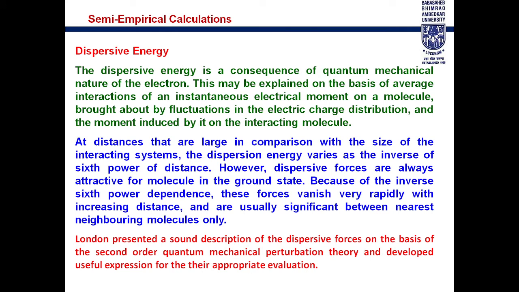Dispersive energy. The dispersive energy is a consequence of the quantum mechanical nature of electrons. This may be explained on the basis of the average interaction of an instantaneous electrical moment on a molecule, brought about by fluctuation in electrical charge distribution, and the moment induced by it on the interacting molecule. At distances that are large in comparison with the size of the interacting system, the dispersive energy varies as the inverse of the sixth power of distance.